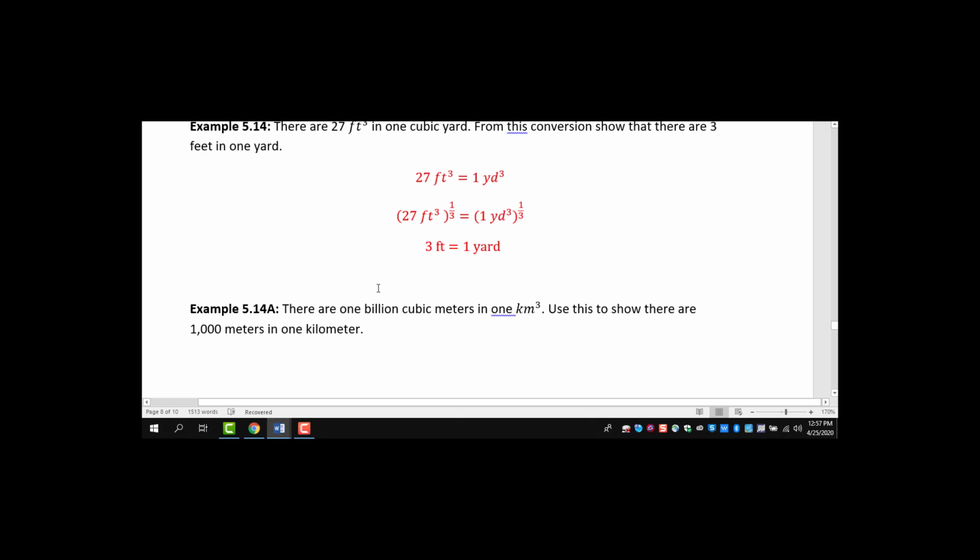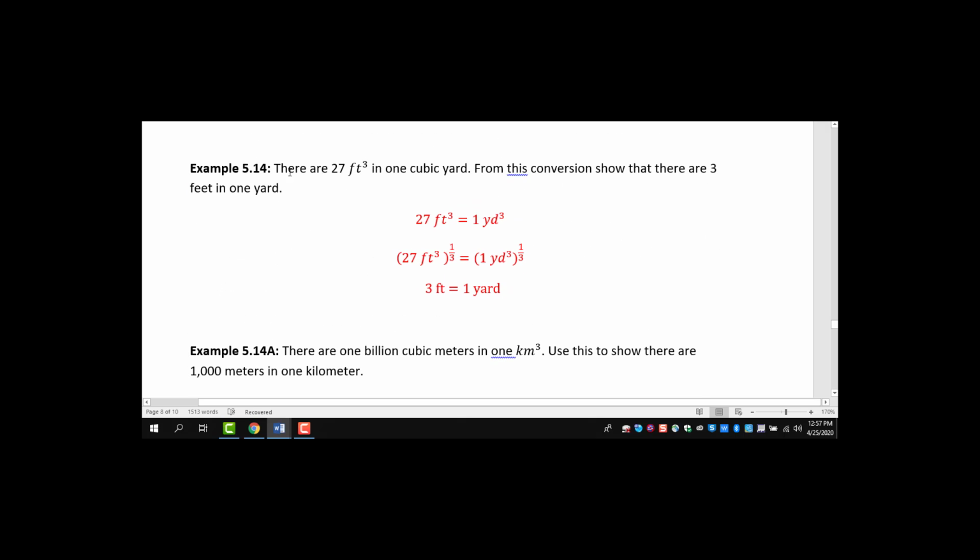So this example: it says there's 27 cubic feet in 1 cubic yard. From this conversion, show that there's 3 feet in 1 yard, which we know is true. So let's see if we can do that. And this is how they did it. They took the cube root of both sides. Any number over 1 is itself, and so they got 3 feet equals 1 yard.